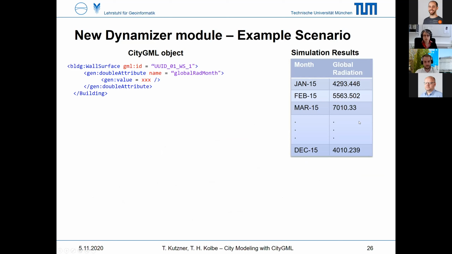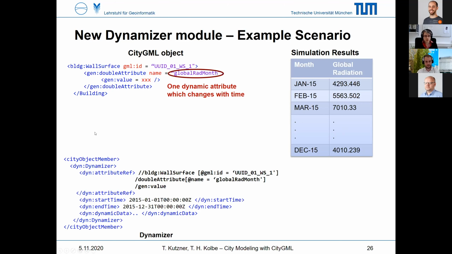So there is an example here of how this would work. We have here our wall surface on the left, and this wall surface has an attribute called global radiation month, and this provides you information on the global radiation for every month. And this usually is a static value, so you can only provide one value with this attribute. And then on the right, you have simulation results that show you the radiation for every month in a year.